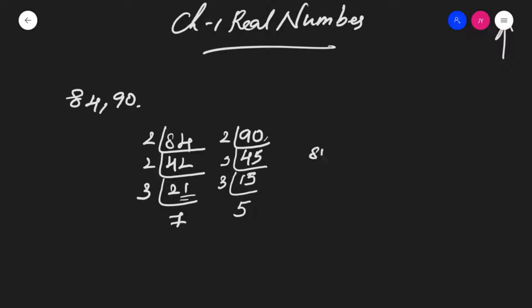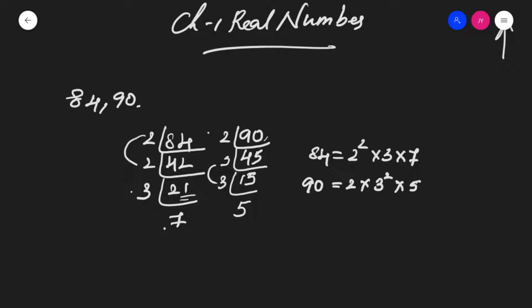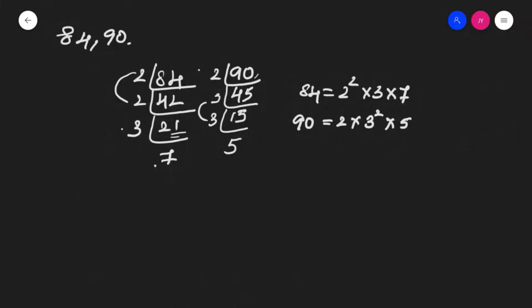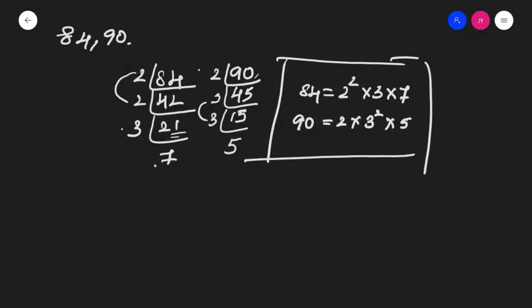How do we write them? So there are two 2's here, so it is 2 square into 3 into 7. Next 90. There is only one 2, so it is 2 into 3 square into 5. So how to find the LCM? What are all the numbers which we can find in these prime factors? We can find 2, 3, 5 and 7.